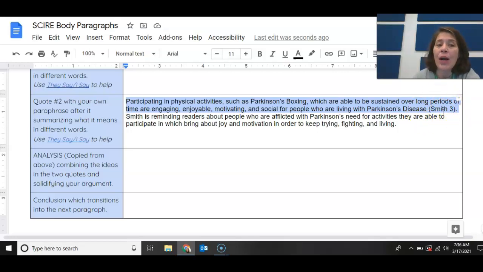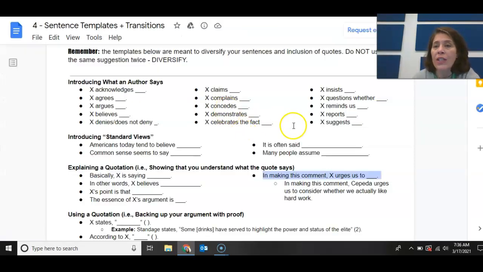Now I have to summarize what it means in different words. And I use that they say, I say document again. I took the author. Smith is reminding readers. If you look over here, I could have said Smith suggests, Smith insists, Smith demonstrates, Smith believes, right? Any of these things. Basically, Smith is saying, in other words, Smith believes. Smith's point is that, right? You could use anything from here.